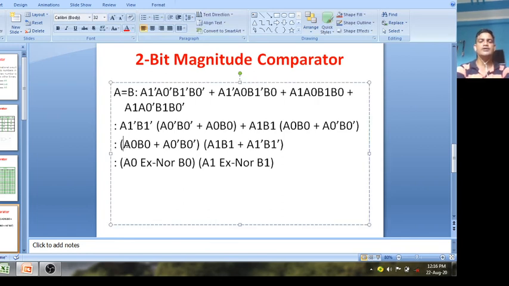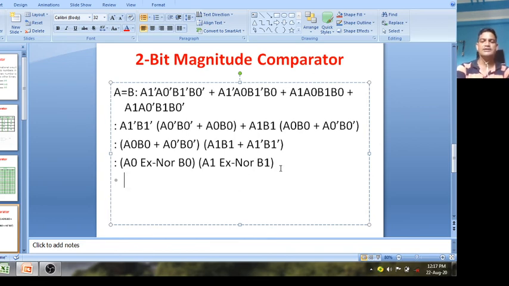This is nothing but a0 XNOR b0. Similarly, this is a1 XNOR b1. Okay, the same thing we are getting in the 1-bit comparator. A equal to B is nothing but A XNOR B. So again the same thing is coming here: a0 XNOR b0, a1 XNOR b1.